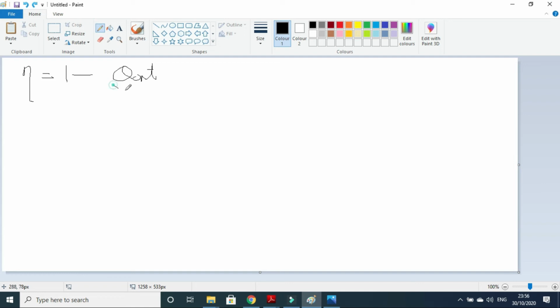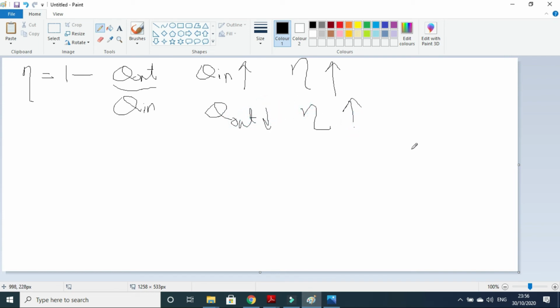I should have used the consistent samples. Q in. So if we increase Q in, the higher the Q in, the higher will be the efficiency. And what about Q out? Heat rejection should be low. The lower the heat rejection, the higher will be the efficiency.